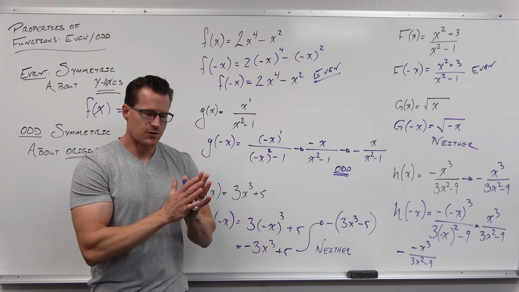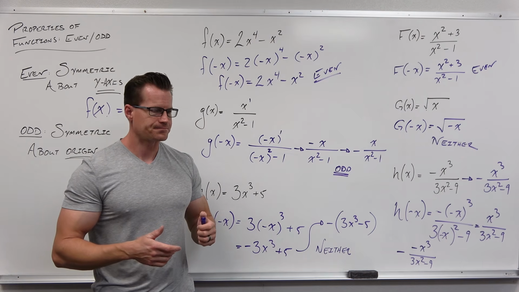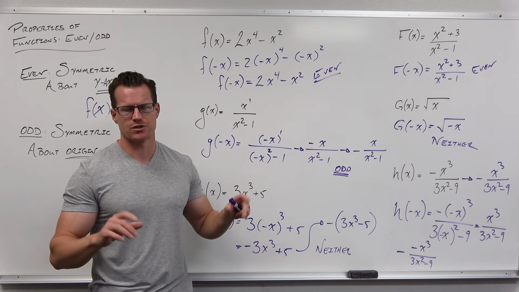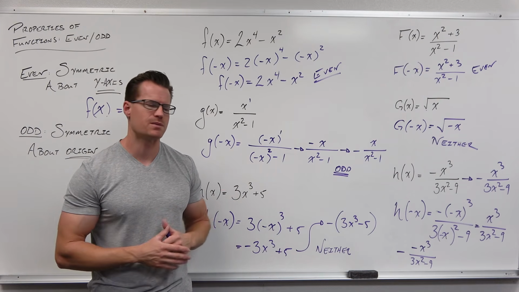So that's it for even and odd. We'll talk about some extrema next time. Local extrema and absolute extrema. So local maximum or relative maximum and absolute maximum.